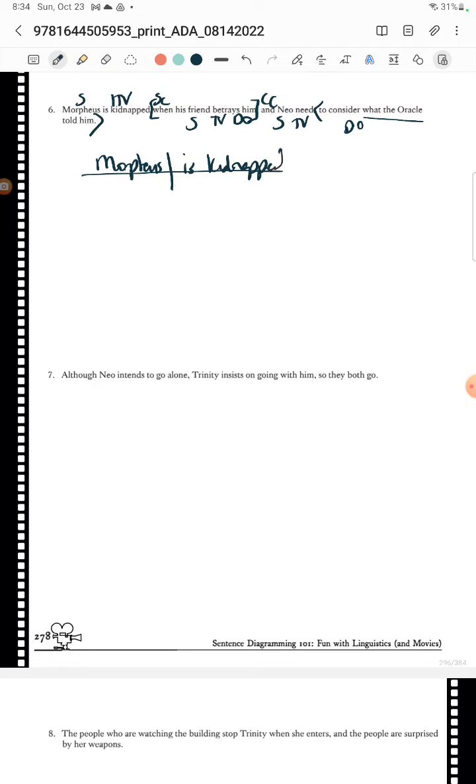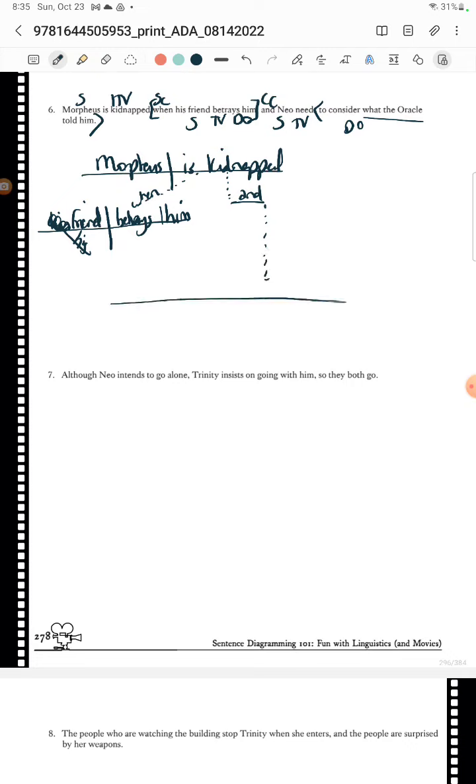All right, so Morpheus is kidnapped. He's kidnapped when, not his, just kidding. His is an adjective. His friend betrays him. Okay. And then I'm going to do a when there, which leaves me lots of room to do this next monster sentence.